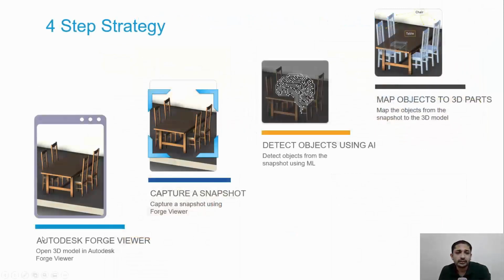So this is how it works. Autodesk Forge Viewer is used to load the 3D model into the viewer, and then a snapshot is taken of the 3D model. This snapshot is passed on to the AI layer, which will detect the objects. Once the objects are detected, we then translate or map the 3D objects which are present at those locations. So that's how this second use case was also addressed.